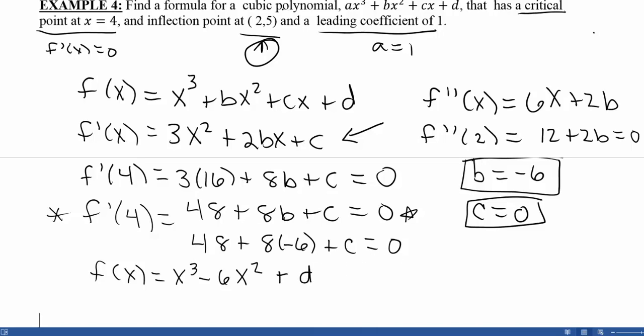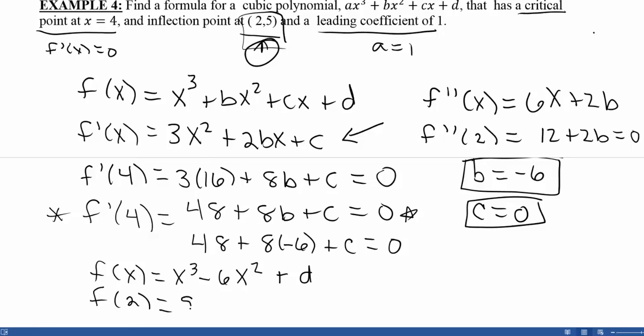So now I want to go back to this inflection point. The inflection point tells me where exactly on the graph my function is changing from concave up to concave down. However, it also tells me the relationship between x and y for this function. It's a point on the original function. So that means if I were to plug a 2 into f of x, the whole thing would have to equal 5 as my y value.